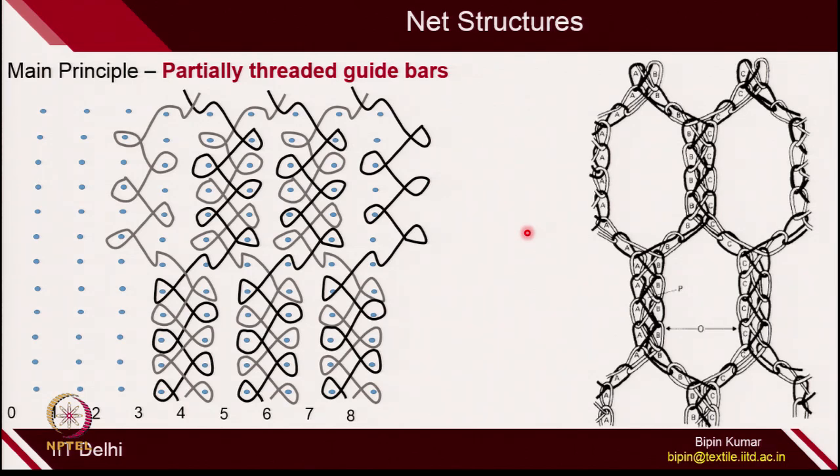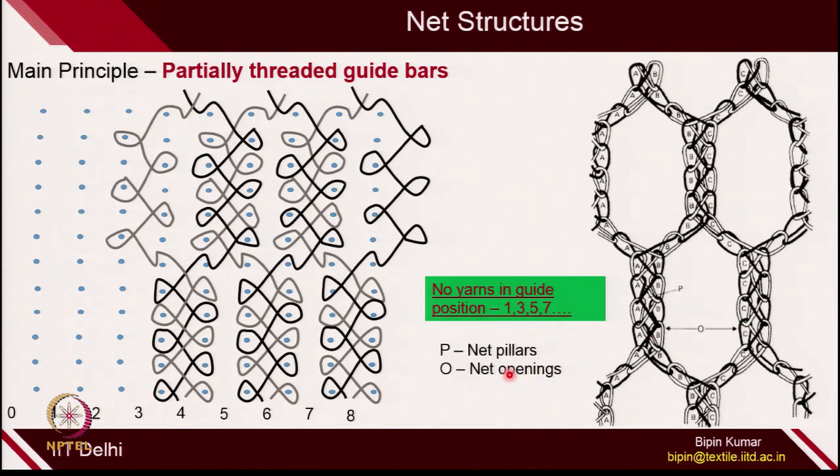All even numbers, 0, 2nd, 4th, 6th and 8th, are doing exactly the same sequence. All odd number guides of both the guide bars are not having any yarn. Because of that, you will get gaps in connectivity. So, this is how you control the pillars and the opening in the net structure.